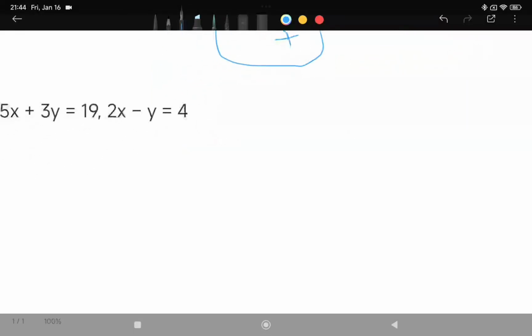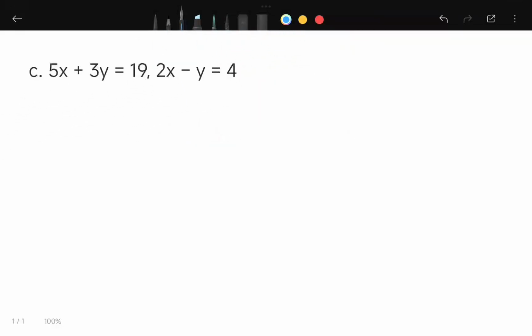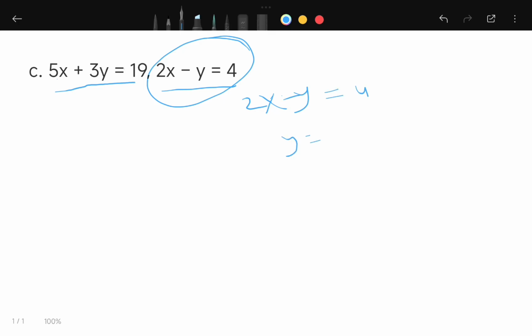Let us move to the third problem. 5x plus 3y equals 19, 2x minus y equals 4. The reason I am always taking the second equation is because here the coefficients are less, here more. It is easy to make the subject out of it. Making y the subject and solving it is easy. That's why 2x minus y equals 4, y equals 2x minus 4.